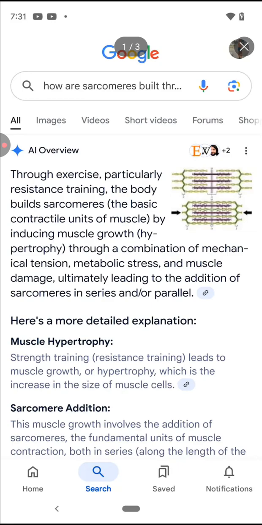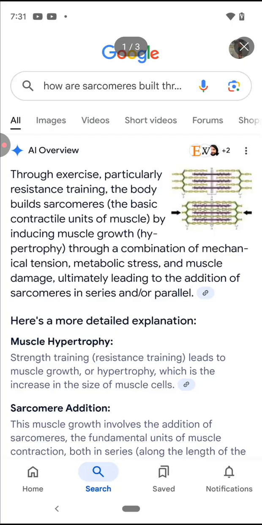When you ask AI, it tells you a bunch of stuff. Through exercise, particularly resistance training, the body builds sarcomeres. But it doesn't build a sarcomere just because you exercised. Sarcomeres are the basic contractile units of a muscle, made of actin and myosin. When people tell you, hey, I'm building these contractile proteins, protein synthesis, yeah, but you weren't building any if you didn't damage your muscles.